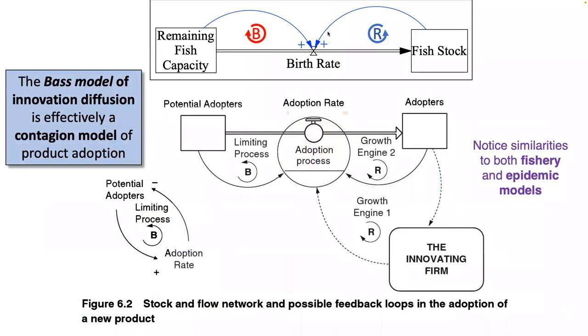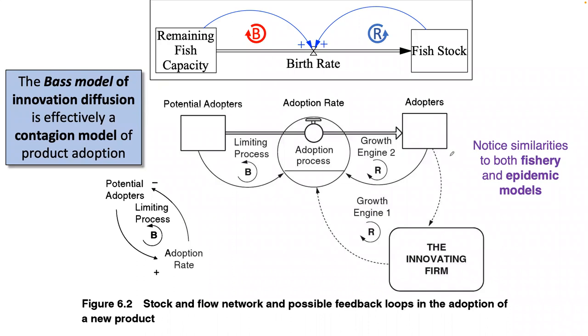The chapter focuses mostly on the Bass diffusion model. Although I've got it related to a fishery model here, it's not named after Bass the fish. It's named after a guy whose last name is Bass, an operations researcher who came up with this model for the dynamics of a market.